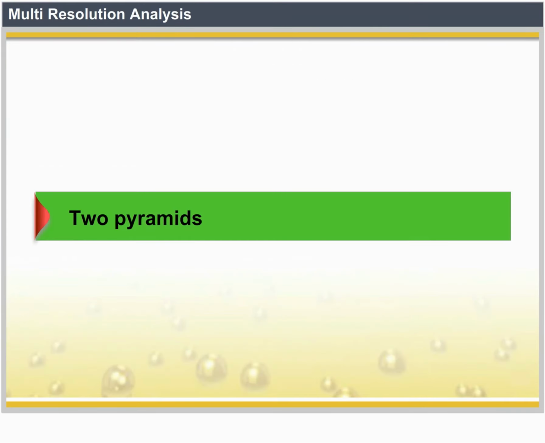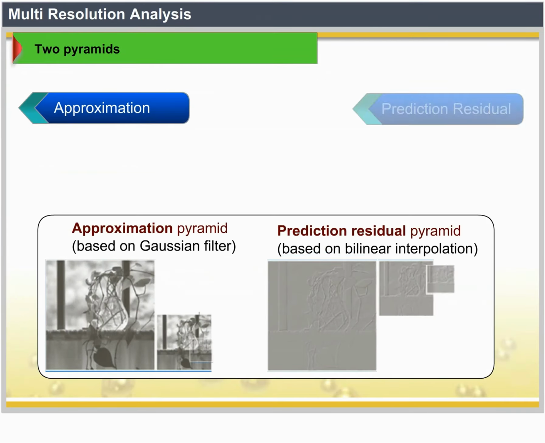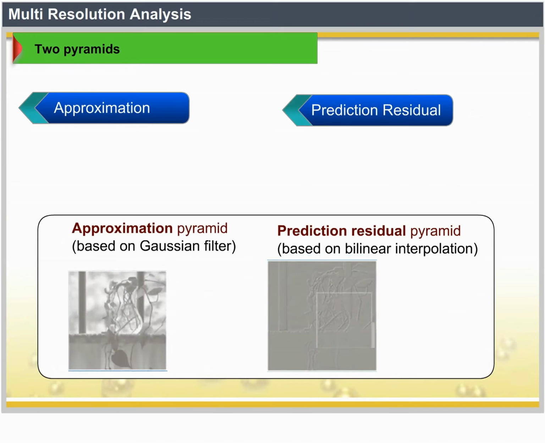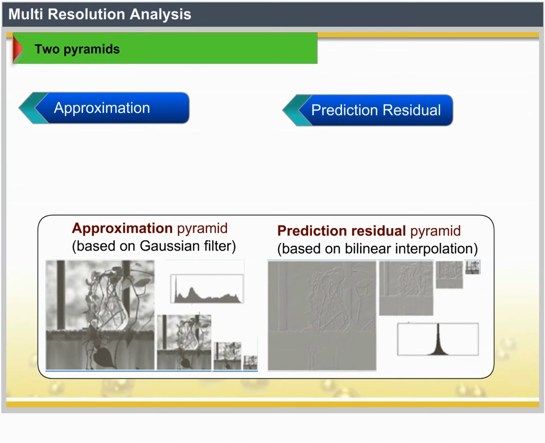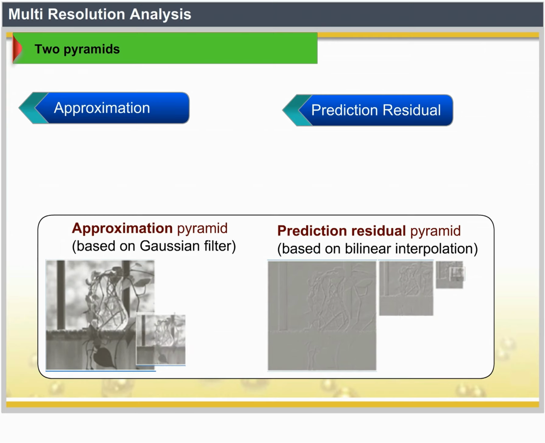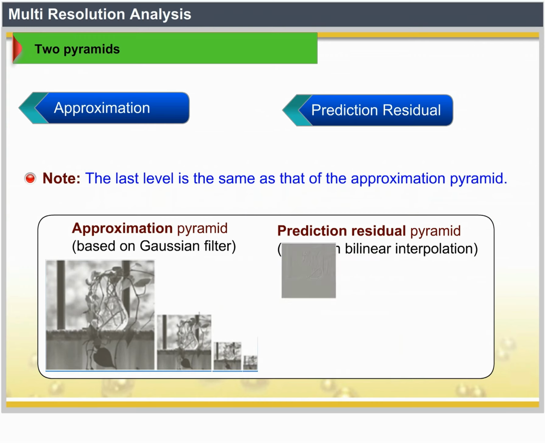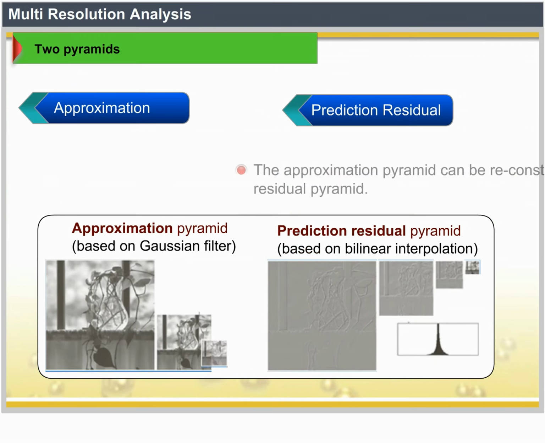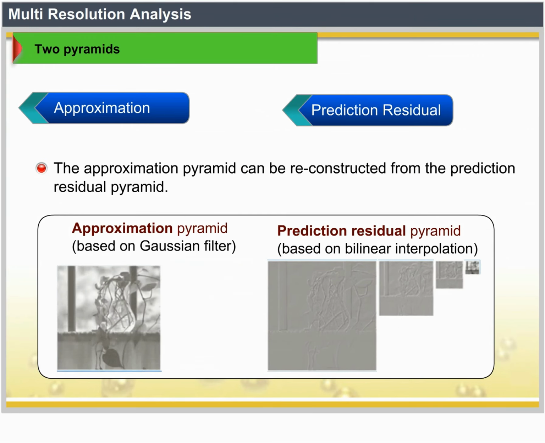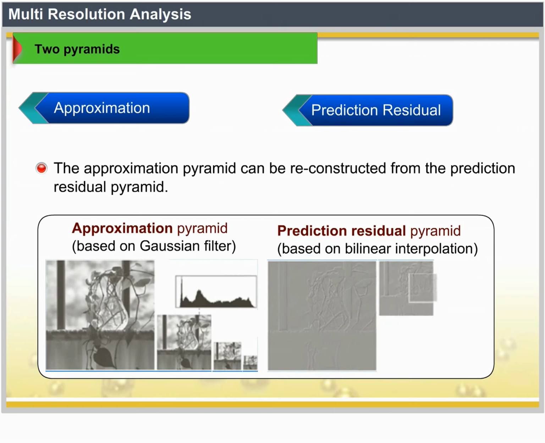Approximation, prediction residual. Approximation pyramid based on Gaussian filter and prediction residual pyramid based on the bilinear interpolation are shown on screen. The last level is the same as that of the approximation pyramid. In the absence of quantization errors, the approximation pyramid can be reconstructed from the prediction residual pyramid.